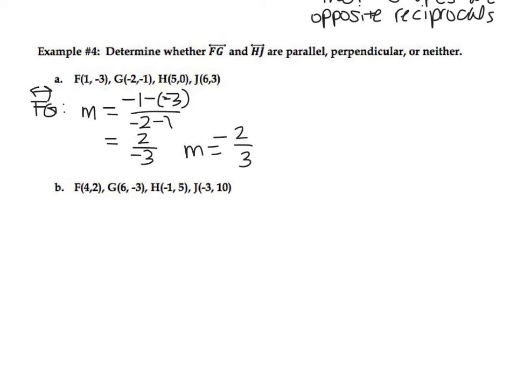Now we don't like to leave negatives in the denominator of fractions, so we either move it out in front of the fraction or we move it to the numerator. They mean the same thing. So next, let's find the slope of HJ.